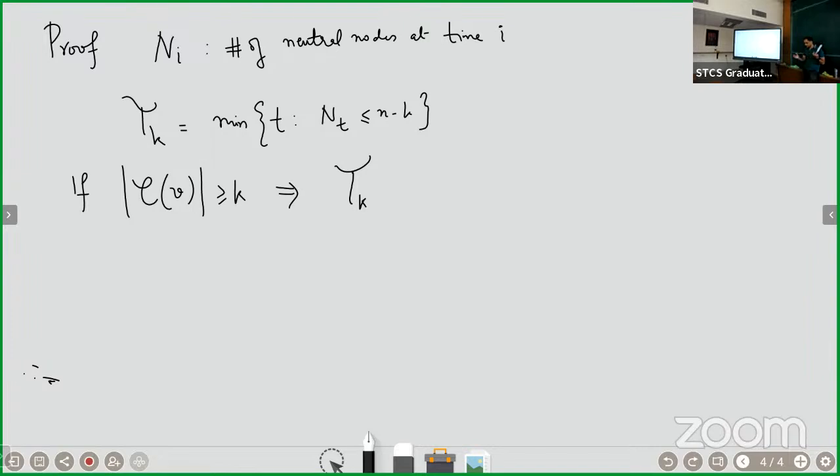So that's what I mean. Nodes are neutral to begin with. At each step, some of them turn into active, so the number of neutral nodes is coming down. So this tau_k is definitely finite, and at some point t it will go below n minus k. So if the size of the connected component is greater than k, how large can tau_k be?